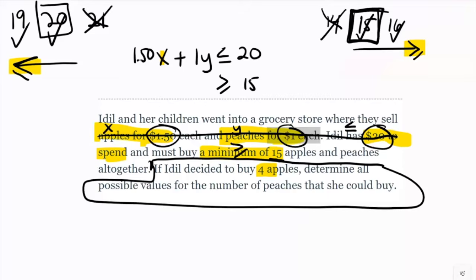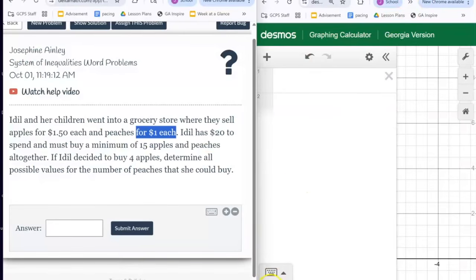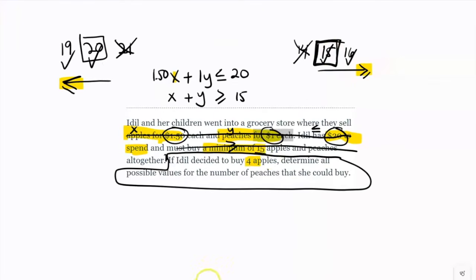And because I have used all the numbers now, there's nothing else. It's just the apples and the peaches have to be a minimum or more than or equal to 15. So those are my 2 inequalities. So the question isn't really asking you to write the inequalities, but you need to write the inequalities in order to see the solutions. So I'm going to transfer that into my calculator so that I can see my solutions.